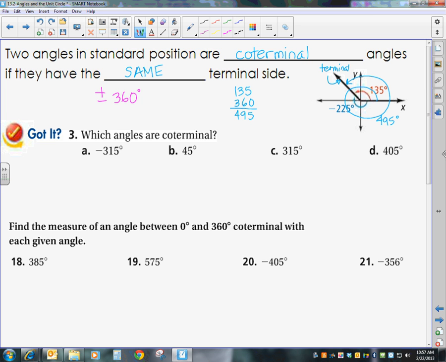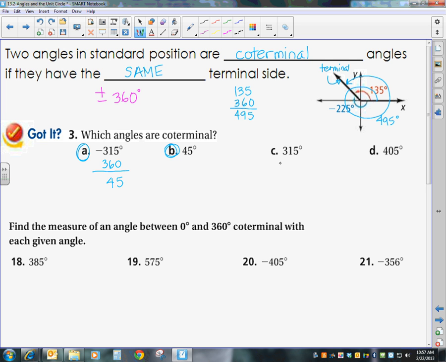How many coterminal angles do we have? How many times can you subtract or add 360? Infinite. So there's an infinite number. Okay? So which angles are coterminal? If I see one negative, I'm going to add 360 to it. And when I do that, I end up with 45. So that means that these two angles are the same. They're coterminal. They both end up at the same place.